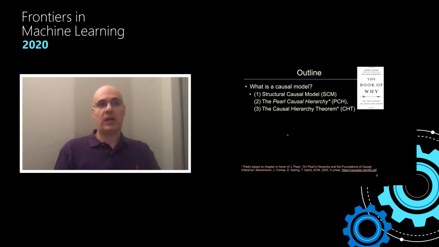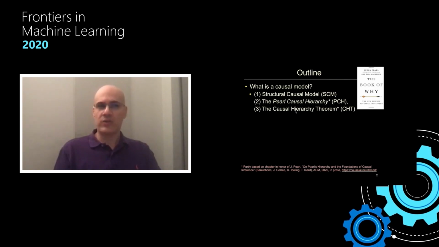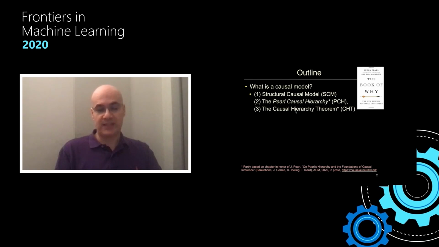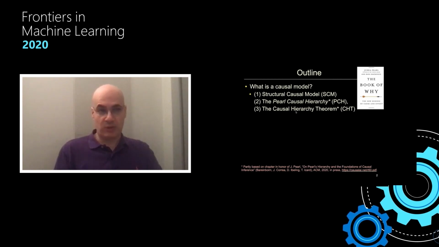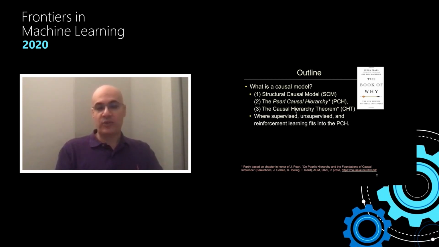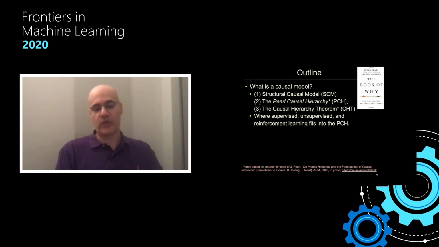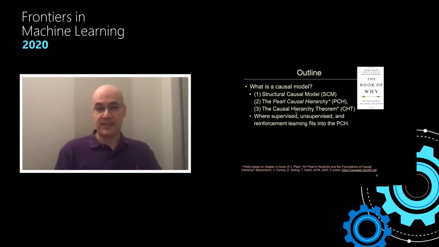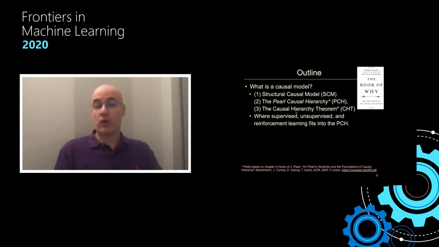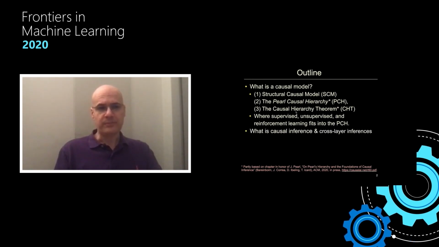Then I'll move to another result that is called the causal hierarchy theorem, which was proven in the chapter, is a 20 plus years old open result, and is used as one of the main building blocks, one of the main metaphors, in the Book of Why. Then I will try to connect with mainstream machine learning, and more specifically with supervised, unsupervised, and reinforcement learning. How does it fit with this PCH, the causal hierarchy, also called the ladder of causation in the book. Then I'll move to talk a little bit about what is causal inference and cross-layer inferences.